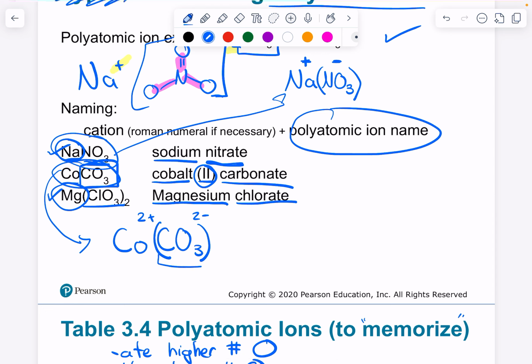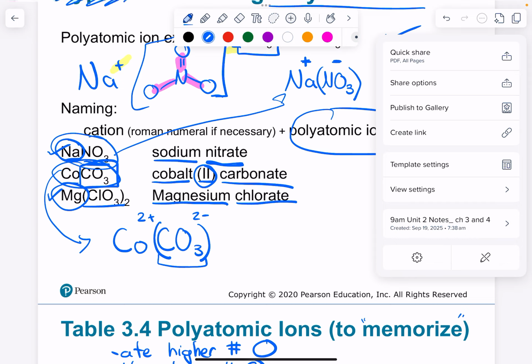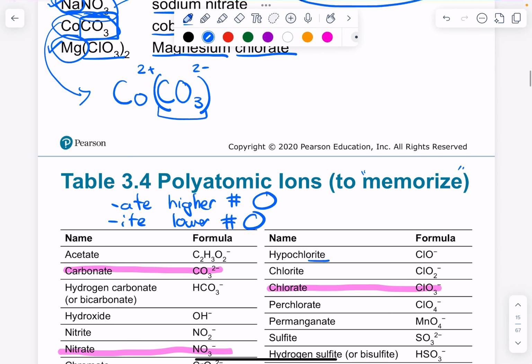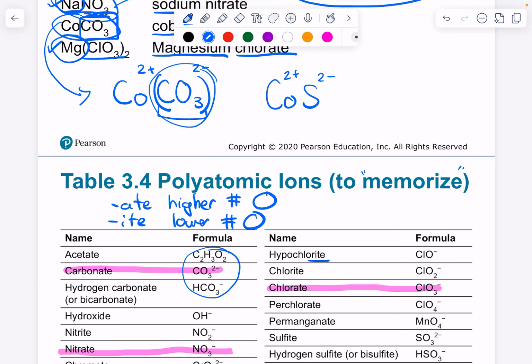So you figure it out the same way. It's just that this one is listed in this chart and you're going to have these roughly memorized. I mean, you can always go verify it on your exam equation sheet, but for carbonate, you need to know that it's CO3 2 minus. But you can go verify that if you need to. So other than that, it works out the same way. It would just be like if I had cobalt and sulfur, right? I know sulfur is a 2 minus, so the cobalt would be a 2 plus. It's just that now the carbonate is substituting in for that sulfur.